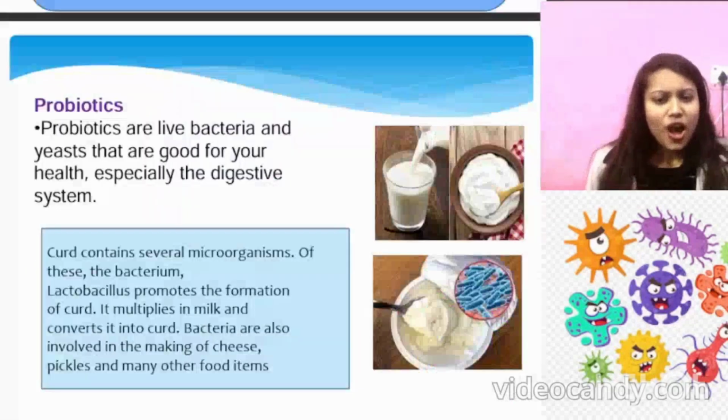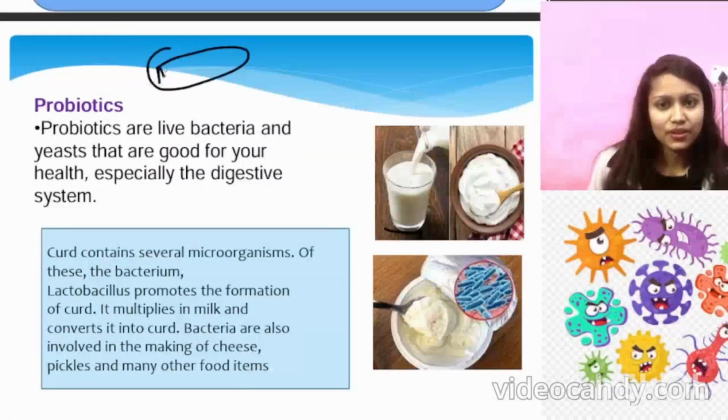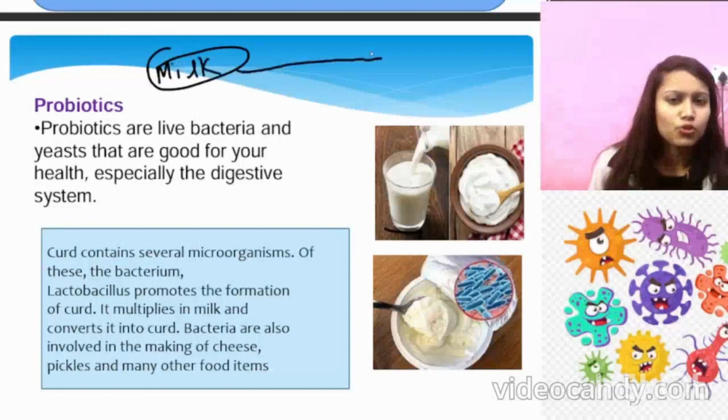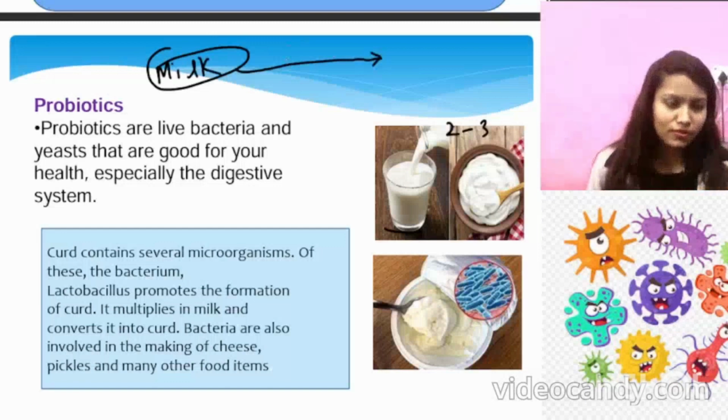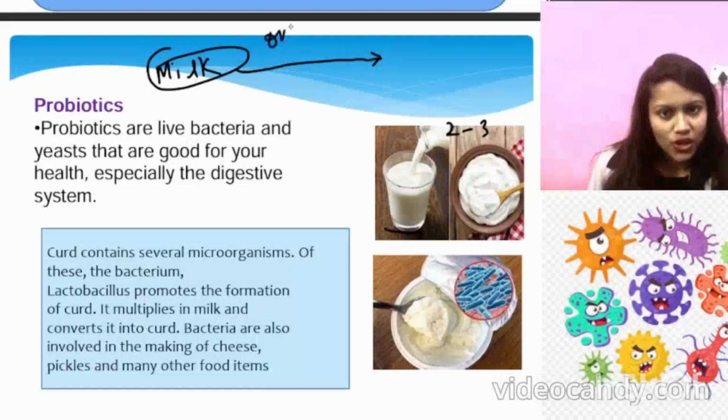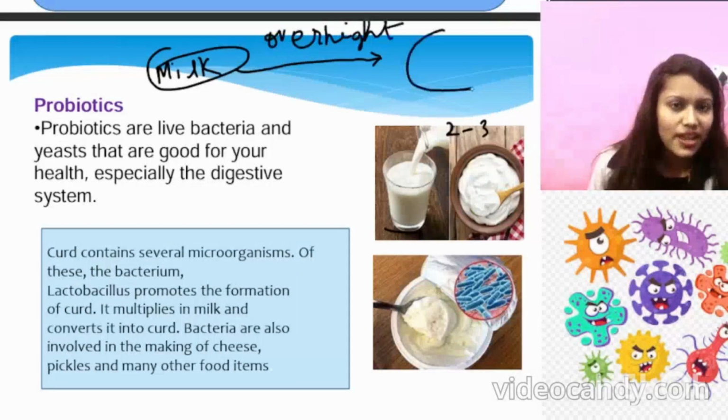Curd preparation. So how is curd prepared? Let's see, there is milk in a bowl, and we then add 2 to 3 teaspoons of curd into it. A small part of a substance that contains microbes is known as inoculum. So 2 to 3 spoons of curd we will take here, and we will keep it overnight. And the next day we will find that the curd has been made.